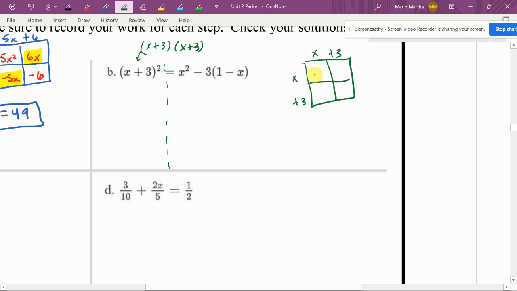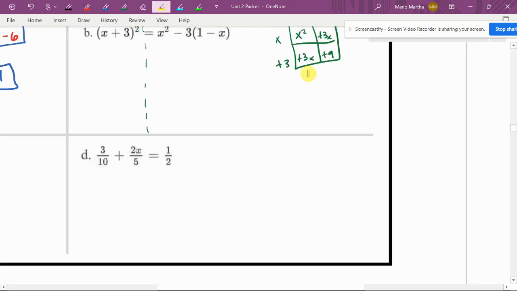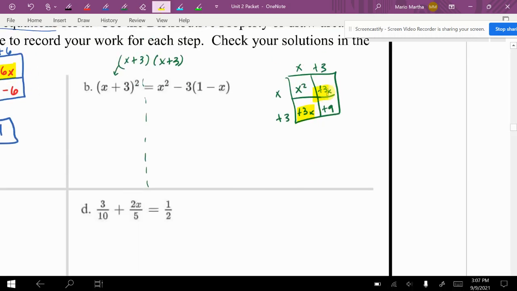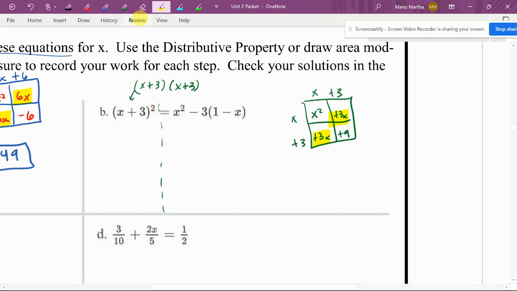So x times x is just x². x times 3 is positive 3x. x times positive 3 is again positive 3x. And then positive 3 times positive 3 gives me plus 9. And then again, you want to combine the like terms, those two. So this leaves me with x² + 6x + 9 on the left side.